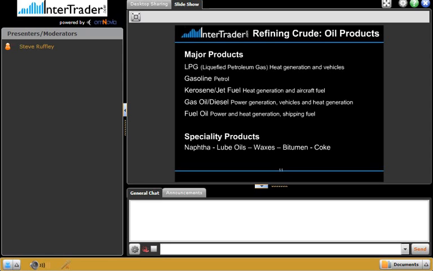Then we want things like kerosene and jet fuel. We want things like gas oil and diesel for power generation and for vehicles. Then we have other kinds of fuel oils for shipping fuel, etc. Then we have specialty products, like naphtha, lube oil, waxes. Think of things like bitumen and coke.